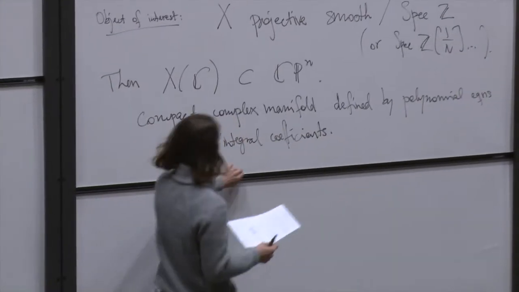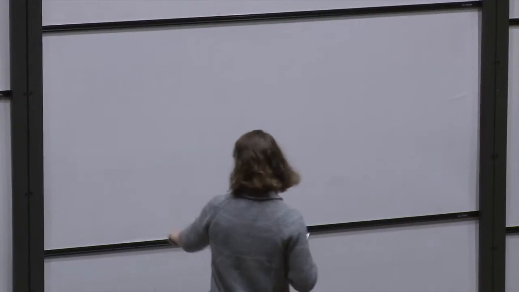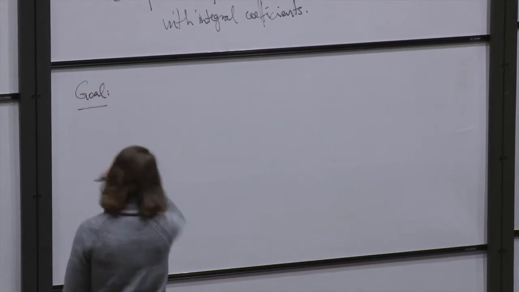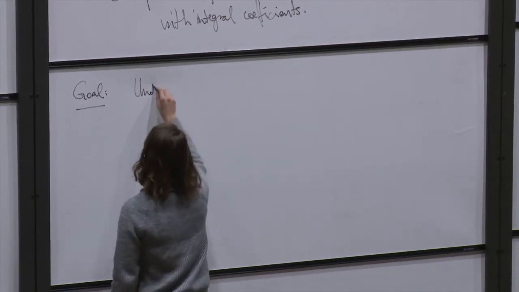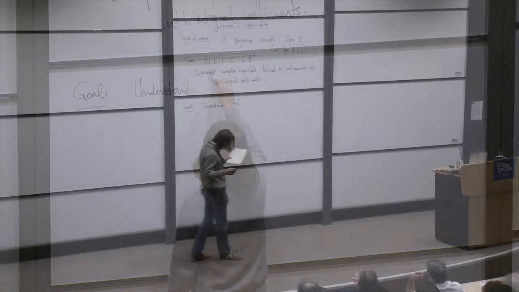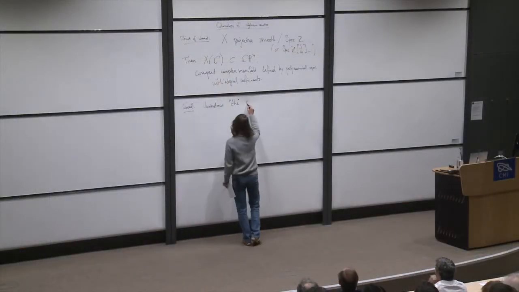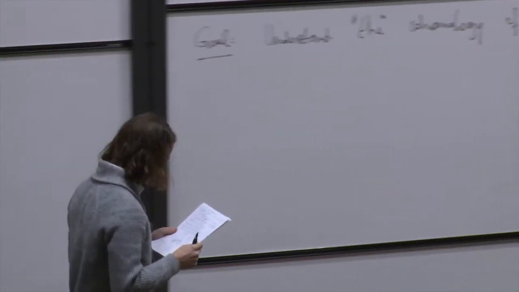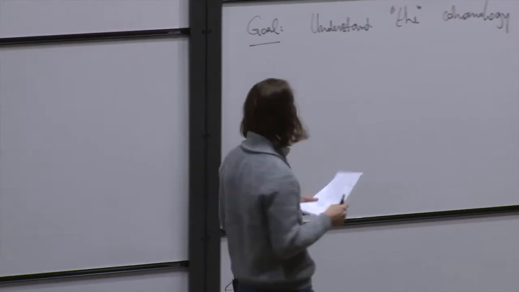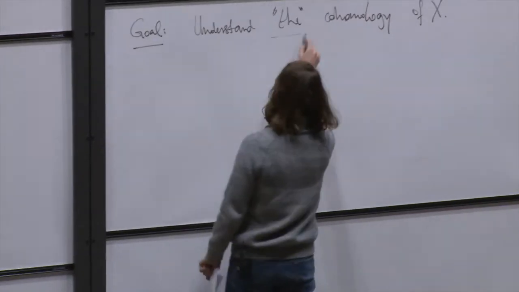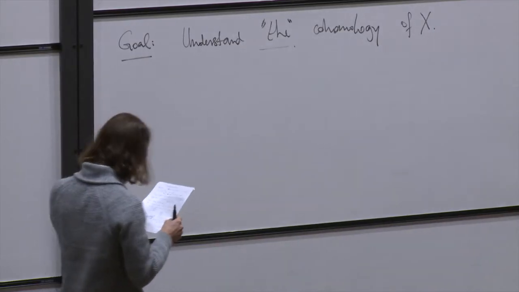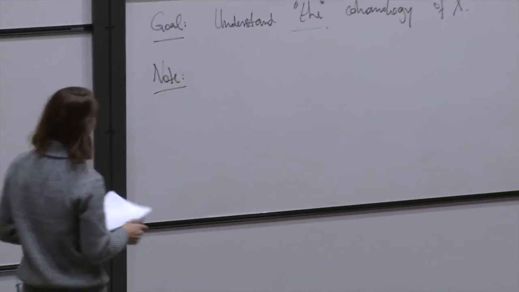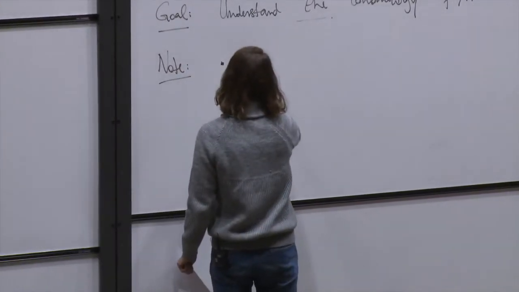And so I guess the goal is to understand the cohomology. I'll try not to move too much. So understand the cohomology of X. And I put "the" in quotation marks here because actually there's a simple reason why there's actually a lot of cohomologies of X. One reason is that one can vary the coefficients.